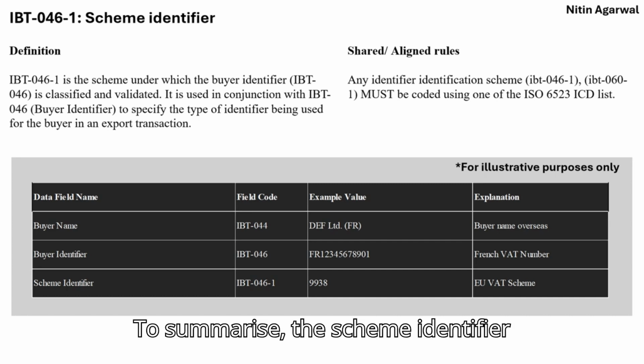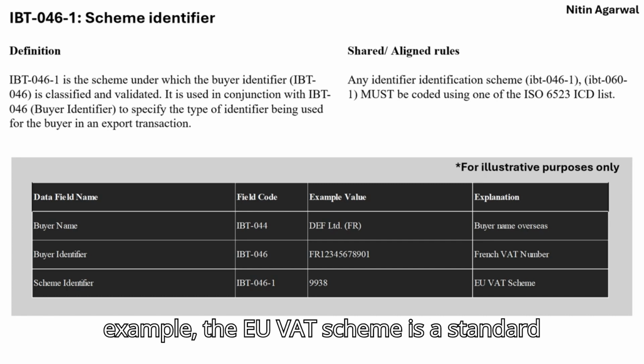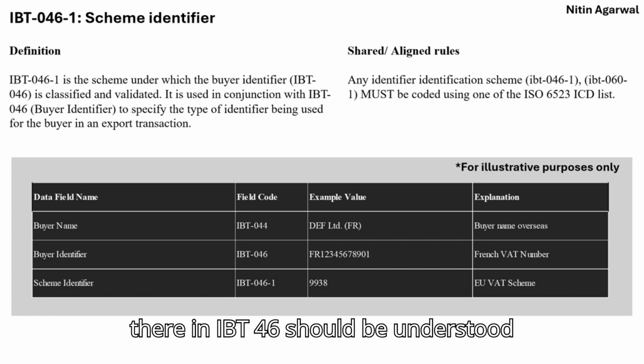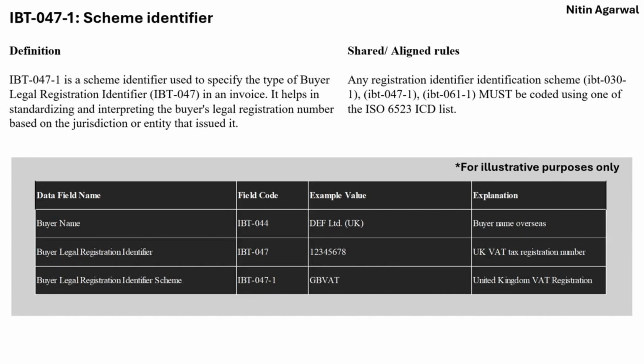To summarize, the scheme identifier basically lets us know that a specified business, a buyer identifier, is based on a particular standard. So, for example, the EU VAT scheme is a standard here, and the value in IBT 46 should be understood as IBT 0461, which is the EU VAT scheme.